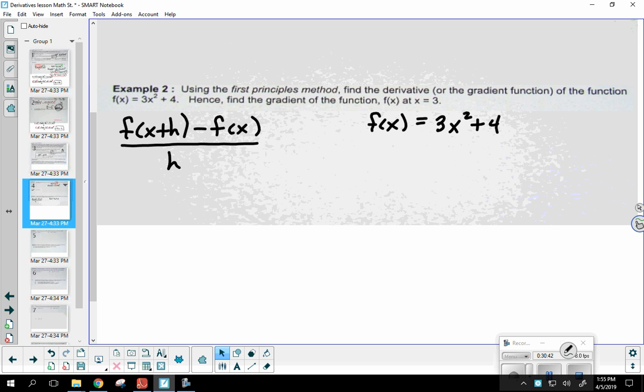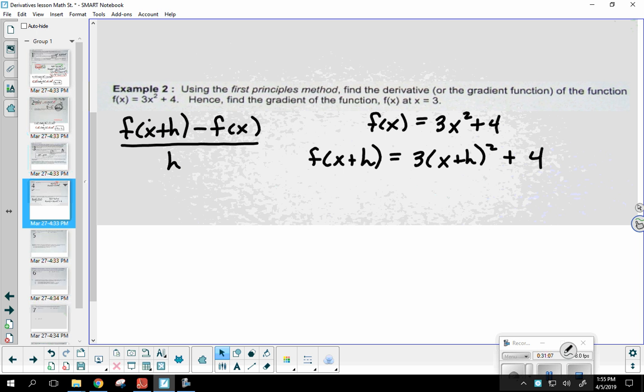Okay. And now I want f of x plus h. This is the one that usually takes the more algebra because you've got to substitute a binomial in there. So for every x in my function, I'm just going to replace it with x plus h. So 3x squared becomes 3 times x plus h squared plus 4.